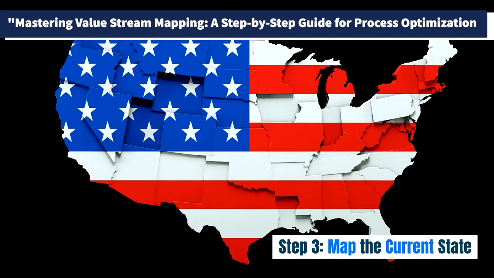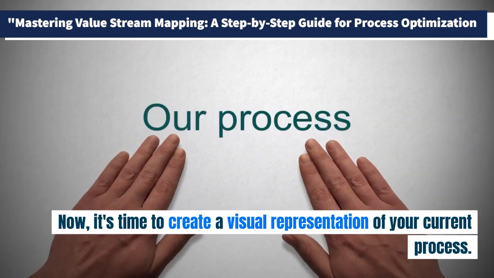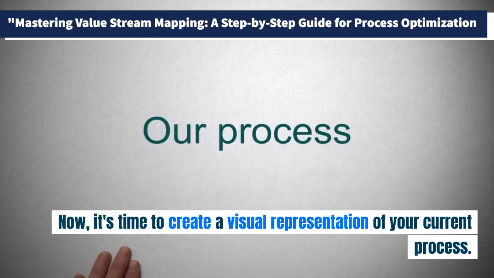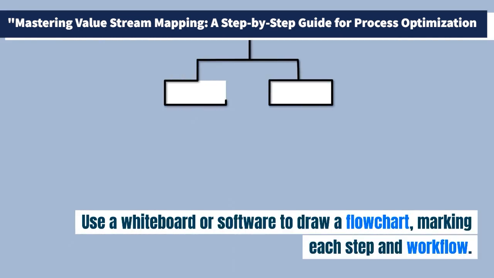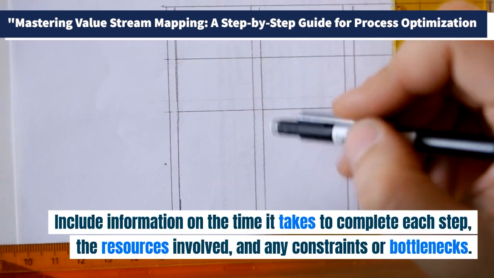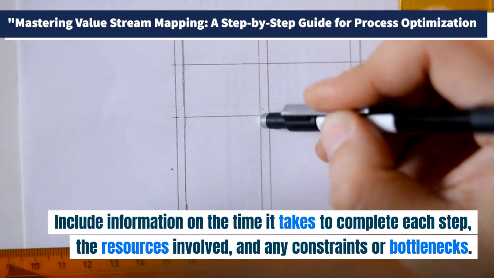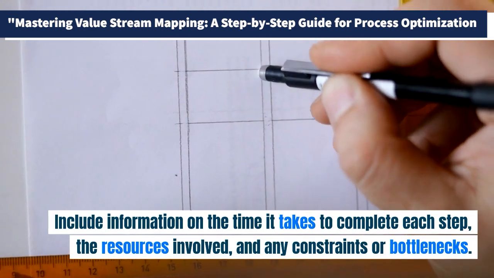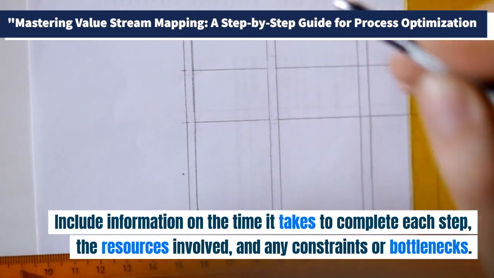Step 3. Map the current state. Now, it's time to create a visual representation of your current process. Use a whiteboard or software to draw a flowchart, marking each step and workflow. Include information on the time it takes to complete each step, the resources involved, and any constraints or bottlenecks.